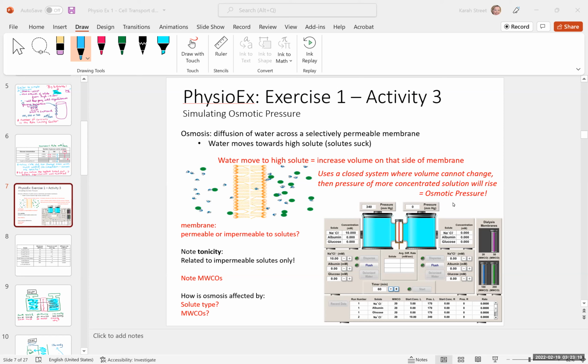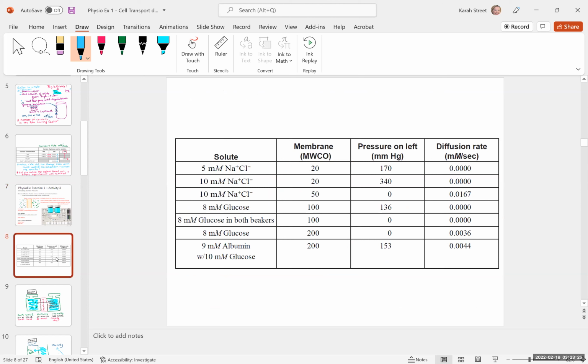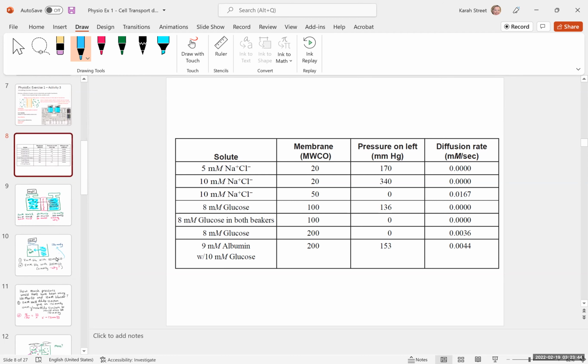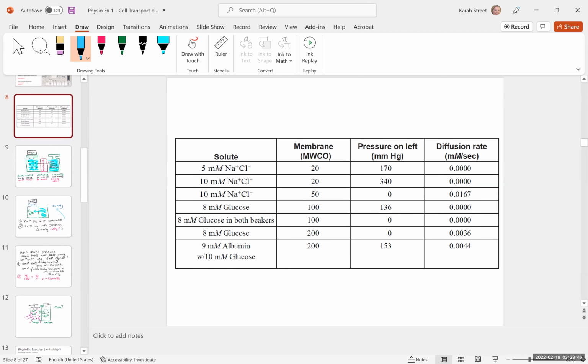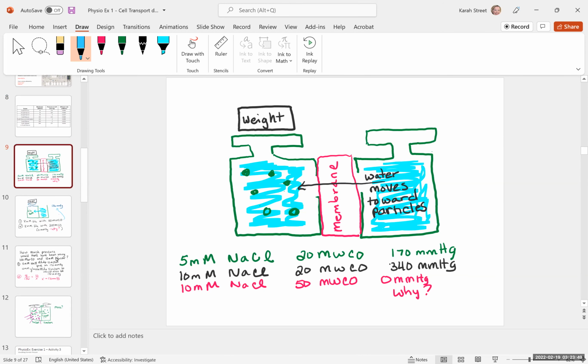Now, we did several experiments. We started out with a molecular weight cutoff of 20, and we played with 5 millimolar sodium chloride, and then 10 millimolar, and then we jumped up to a molecular weight cutoff of 50, etc. I'd rather go through this data showing you pictures. So here we are. Clearly, I'm not an artist, but here's our 2 chambers. And in the center, in red, I've written membrane.